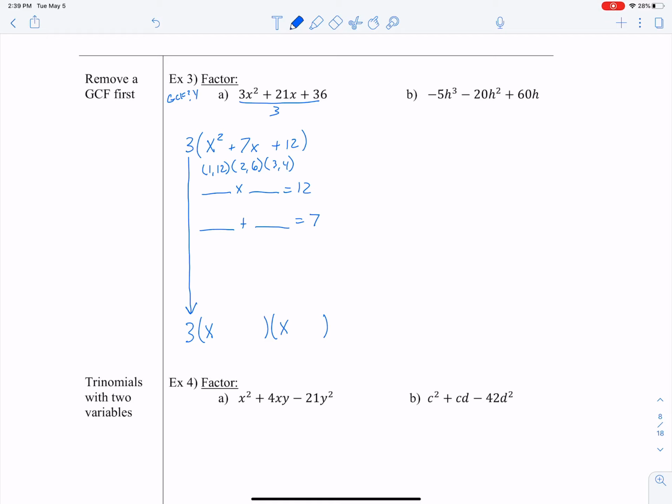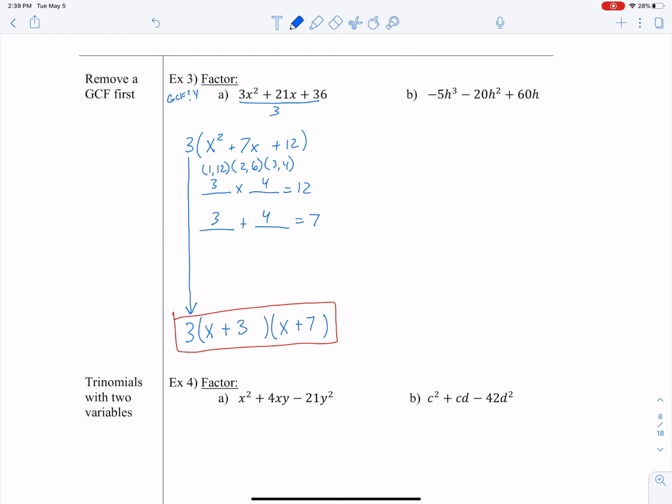So how can we add these? Everything's positive, so how can we add these together? Do any of these equal 7 when we add them up? This is 13, this is 8. This one's 7. So 3 and 4. 3 times 4 gives us 12. 3 plus 4 gives us 7. So this first bracket is going to be x plus 3, and this one is going to be x plus 7. And that's our final answer. We have our 3 that we took out at the beginning. Okay. Next one.